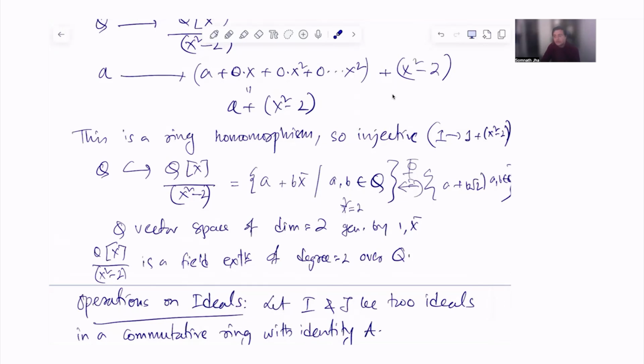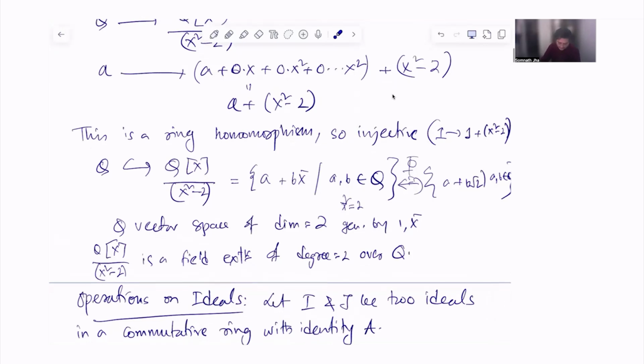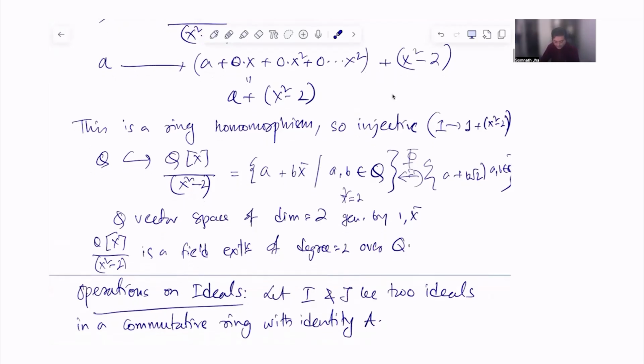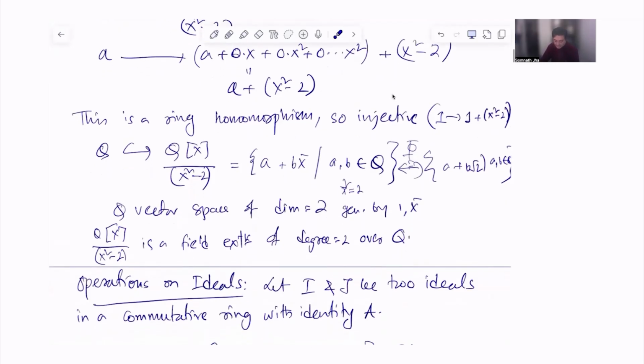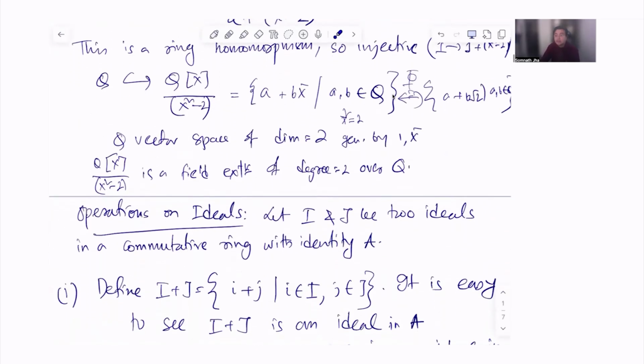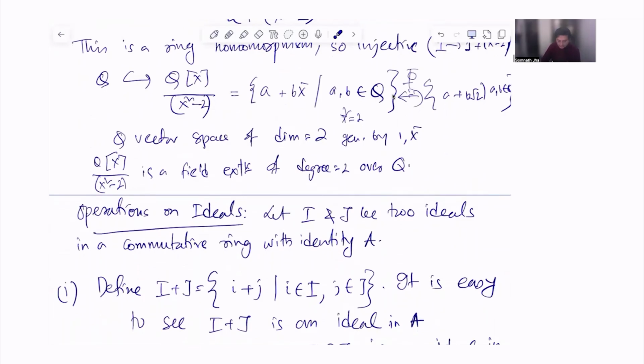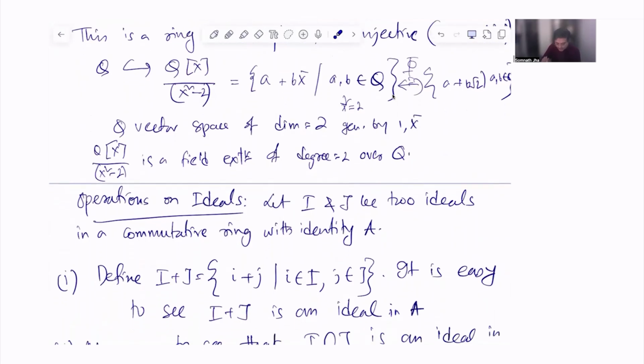Okay, so let us go back to ideals and prove some interesting theorems. First, the operations on ideals. Let I and J be two ideals in a commutative ring with identity A, and then define the sum of those ideals. If you have two ideals, we define various operations on them. One is the sum of the ideals. So what is the sum? If you have two ideals I and J in a commutative ring A, as I said, all rings are commutative and all rings have identity in this course, so I may not repeat it all the time.